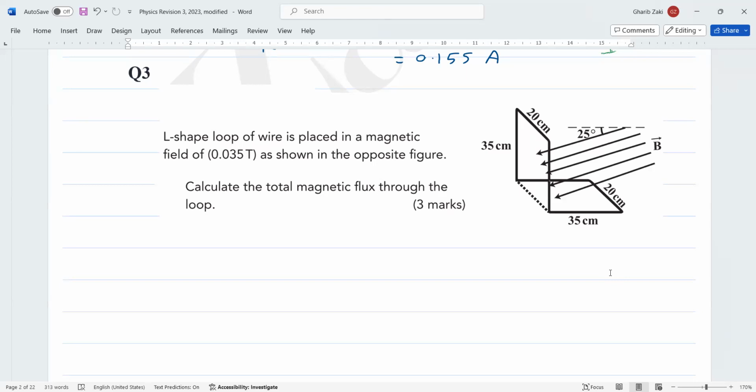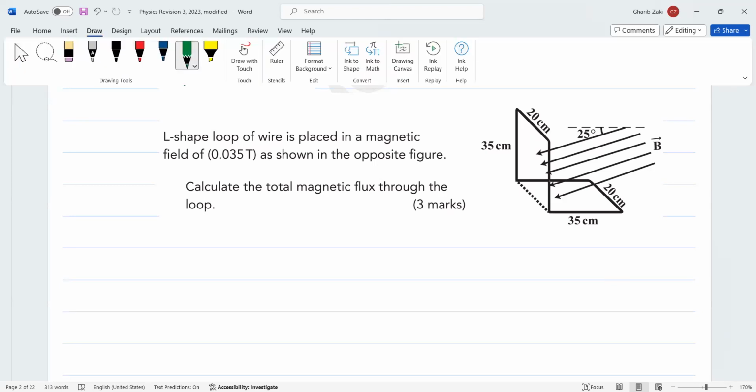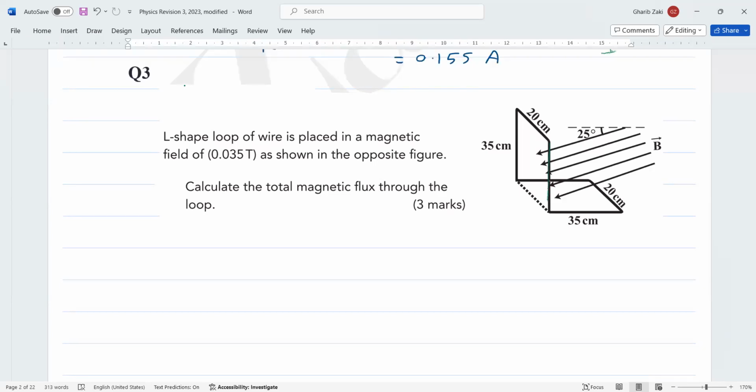Okay, let us think of this. Read the question with me. L-shaped loop. This is L, the letter L. Can you see? This is L. Okay. A loop of wire is placed in a magnetic field. So we have B, the magnetic flux density, which is 0.035 Tesla, as shown in the opposite figure. Calculate the total magnetic flux.